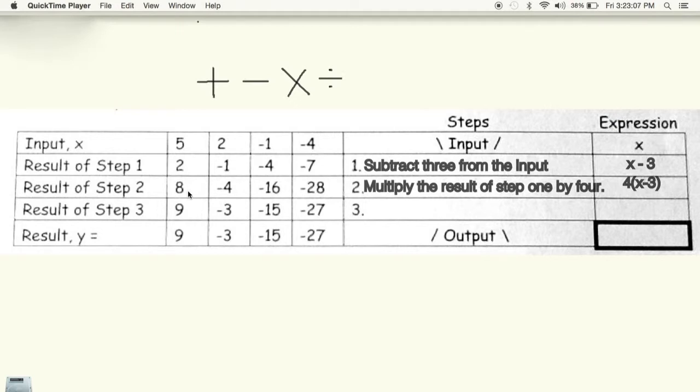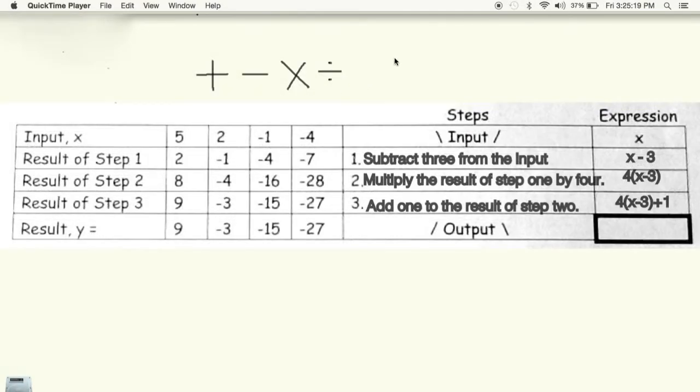So if we add 1 to the first column, 8 plus 1 equals 9. Does that also work for the next column? Let's see. Negative 4 plus 1 equals negative 3. Negative 16 plus 1 equals negative 15. That one works. Negative 28 plus 1 also equals negative 27. So for each column, going from column 1 to column 2, column 3, column 4, if we add 1 to each one of those columns, we have our step 3. And thus we write in our last step here, add 1 to the result of step 2.